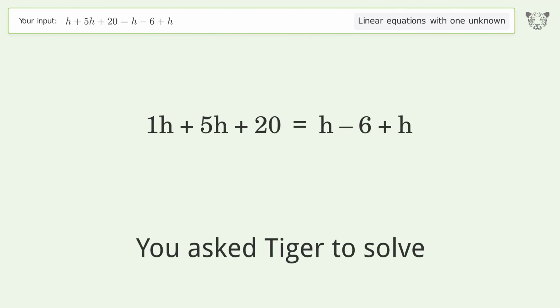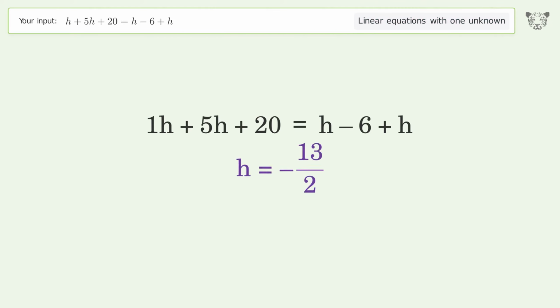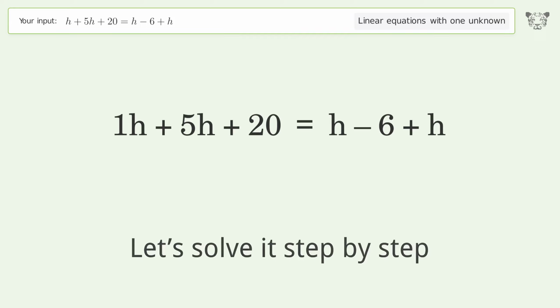You ask Tiger to solve. This deals with linear equations with one unknown. The final result is h equals -13/2. Let's solve it step by step.